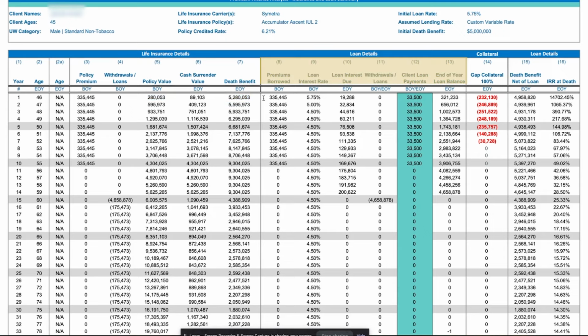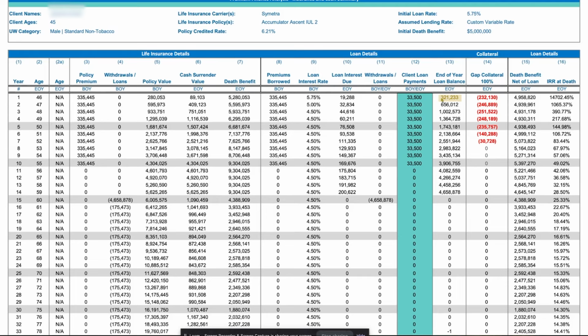And then we've got loan details. Columns 8, 9, 10, 11, 12, 13 are bank lending information. So again, the bank is going to finance the premiums of $335,000 a year. The bank's also going to finance the interest in column 10 every year. Now, when you add the premiums plus the loan interest, that's the total loan outstanding. In column 12, which in this example is an out-of-pocket expense of 10% of the premium, we show you paying down the premiums and the interest that the bank is loaning by 10% of the premium amount, or $33,000 a year, which gives us an end-of-year loan balance.